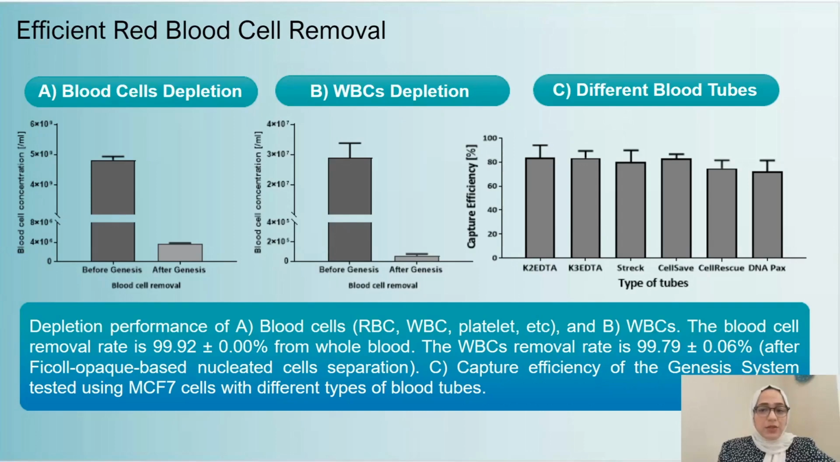Figure C shows that Genesis capture efficiency was fairly consistent using various types of blood collection tubes, including EDTA, Streck tube, CellSave, CellRescue, and DNA packs.